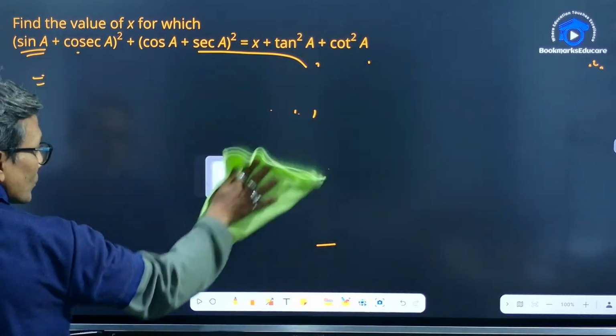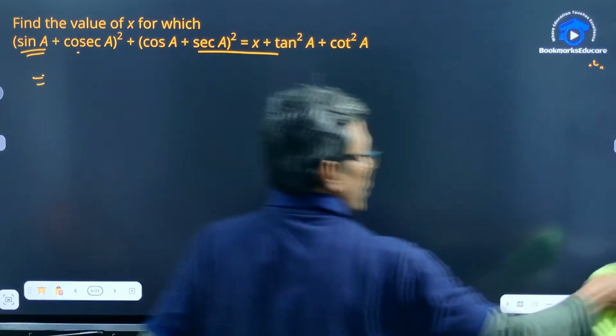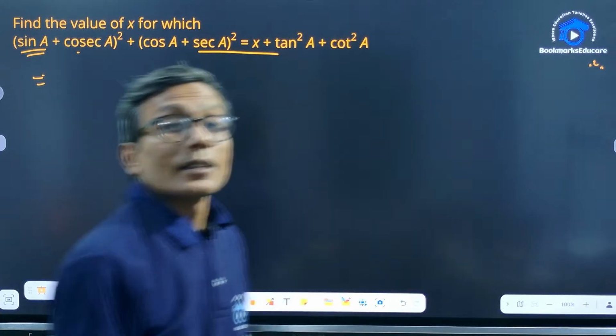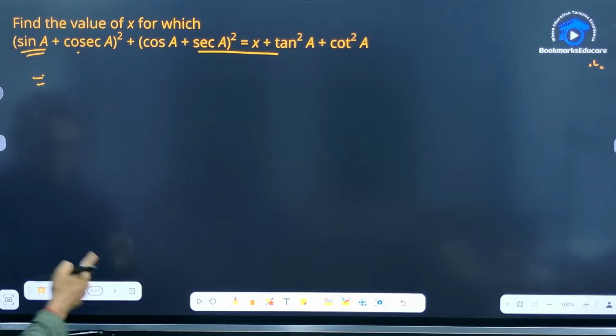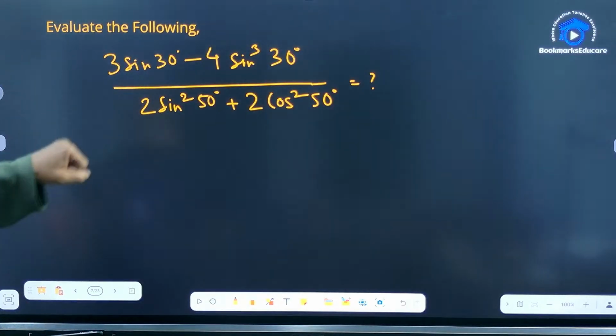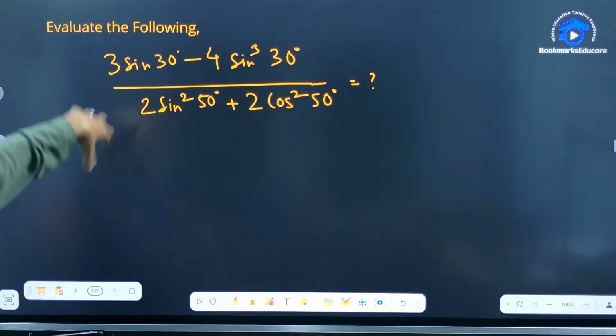Another sum from section B for CBSE class 10. We have to evaluate this expression.